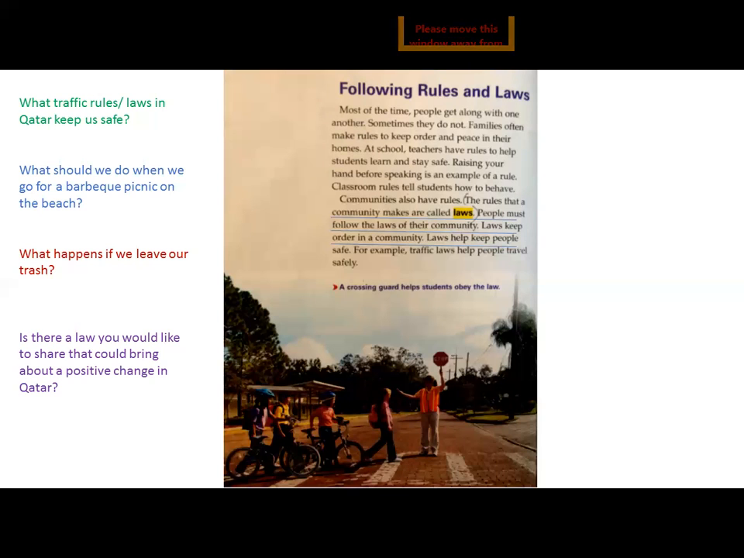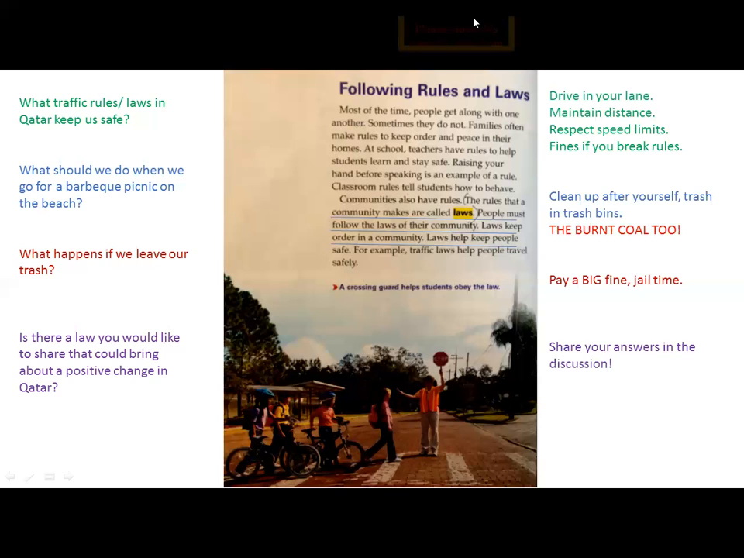All right, I'm assuming that you paused the video, you did some thinking, and now you have some answers, right? Well, you have to drive in your lane. What are the traffic rules and laws in Qatar? Drive in your lane, maintain distance, respect speed limits. And if you don't do that and many other rules and laws, then you're going to be paying fines. You know how we have speed cameras here that take shots of people who are over speeding, and then you pay fines for that.